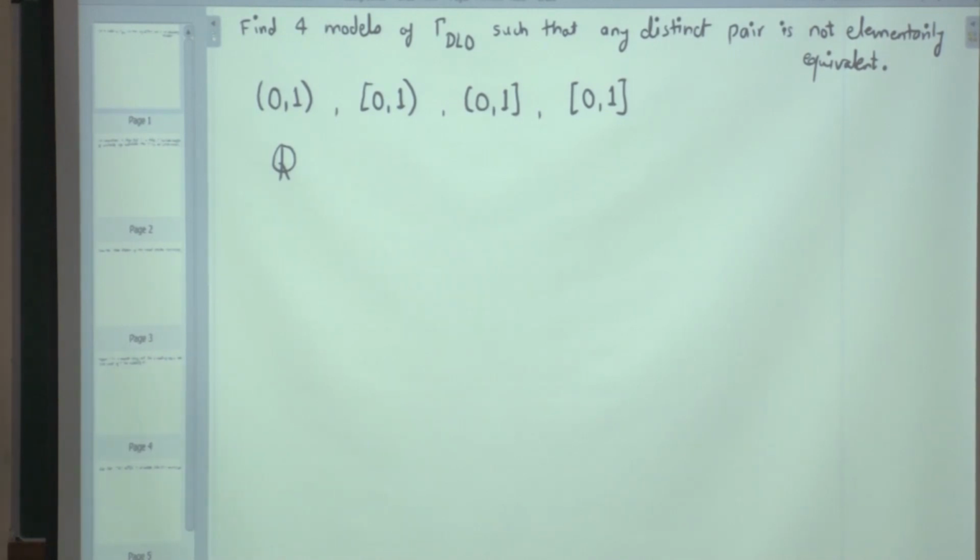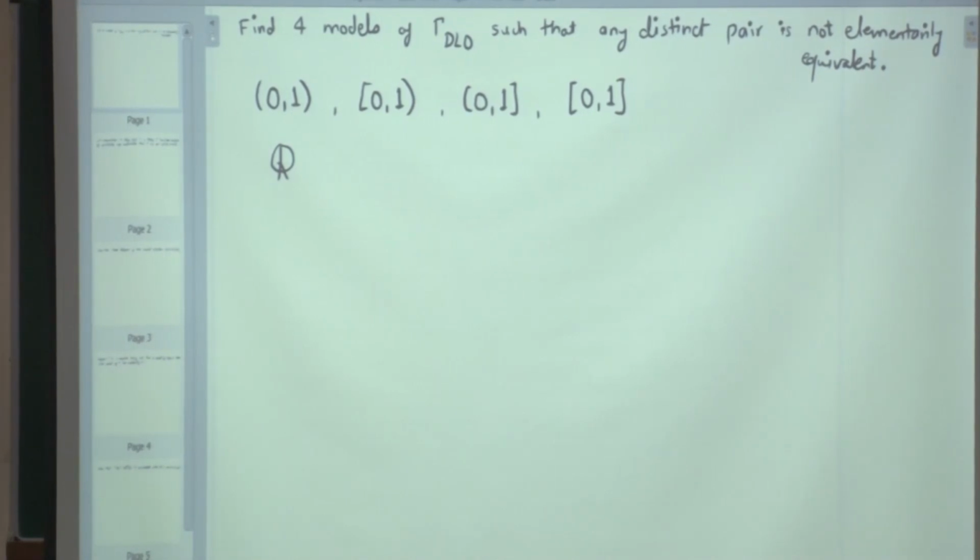Yeah, I mean, so that is a must. I cannot say that the closed interval 1, 1 is a dense linear order which is bounded and it is a model of that theory. No. Yeah, because there is nothing to check there. Yeah, so we do not want singletons. We want that there are at least 2 elements.